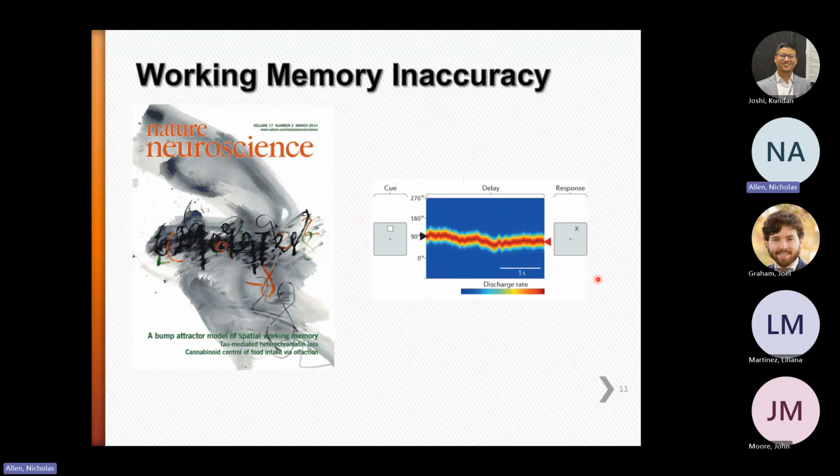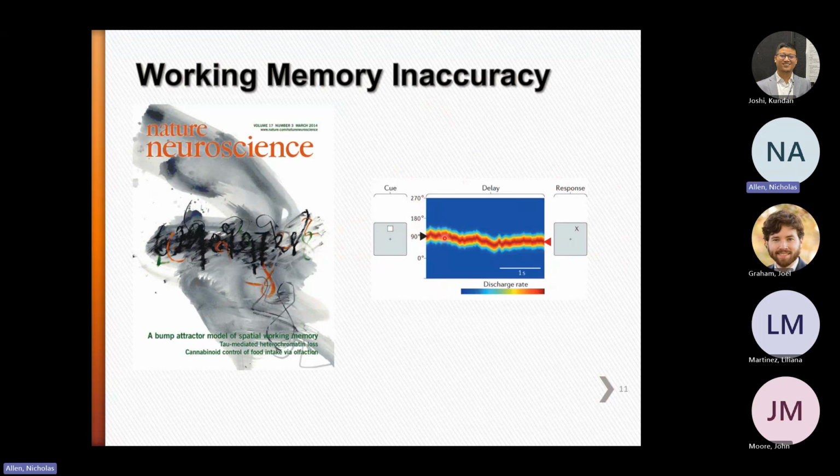Now, the x-axis here is time. The y-axis here are the different neurons. Each line here represents a single neuron, arranged depending on the preference of the neuron. Neurons that prefer the location where the stimulus appears are going to be maximally active when the stimulus in fact appears.